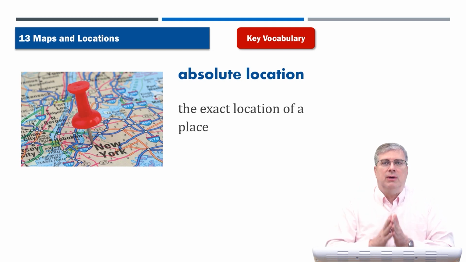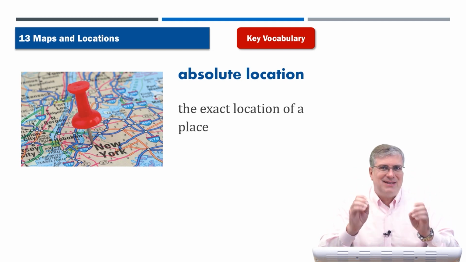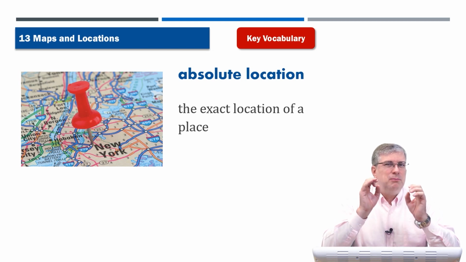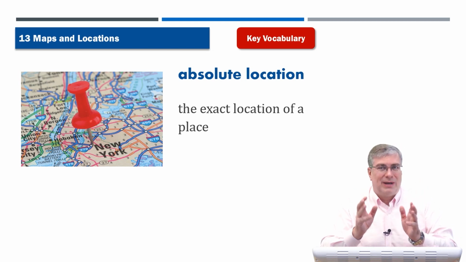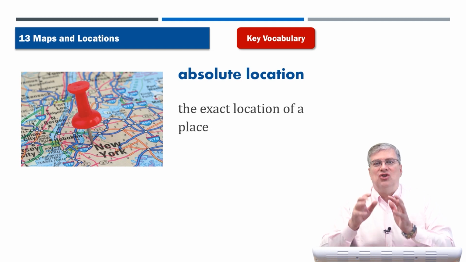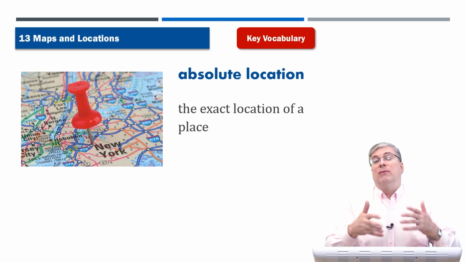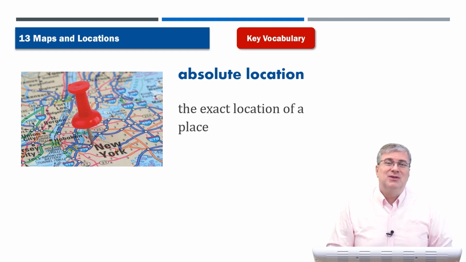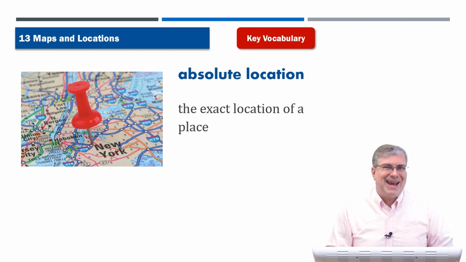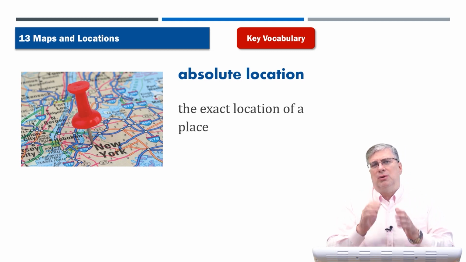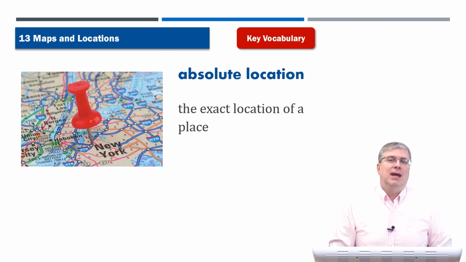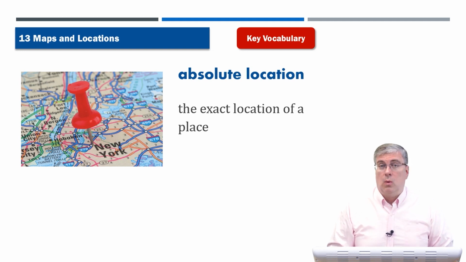So absolute location means the very precise, very accurate, exact location of a place. So some people might talk about absolute location. However, most people just say location. Absolute location is more of a technical term used for very precise language, okay? Most people just say location. What is the location of your school? Or where is your school located? You could also use it that way. Okay, let's move on.